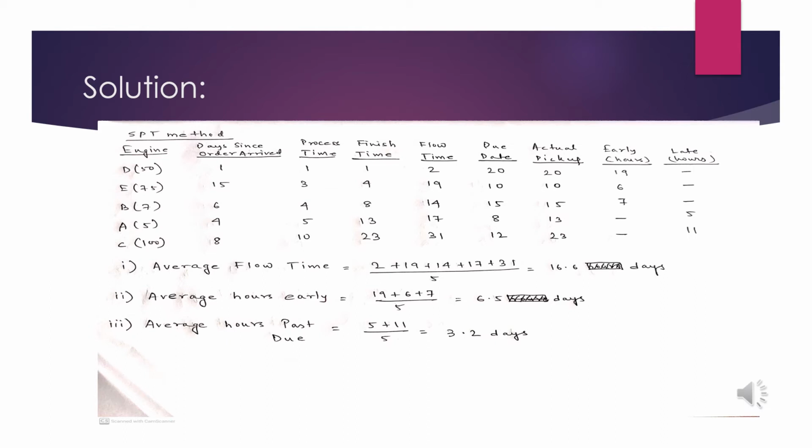And finally, the average flow time comes to 16.6 days, the hours early comes to 6.5 days, and the hours past due comes to 3.2 days.